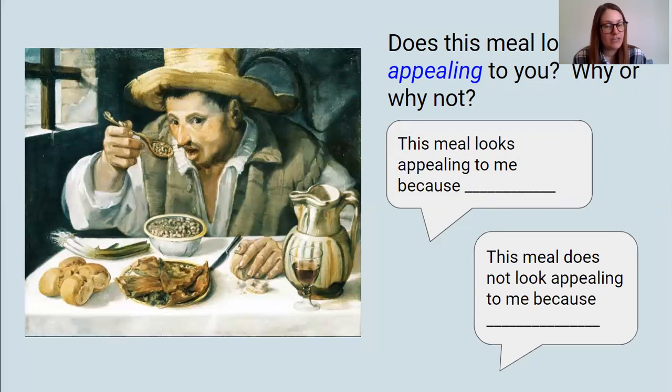Does this meal look appealing to you? Why or why not? Remember, use one of the sentence frames and say your answer out loud. I'll be waiting and listening.